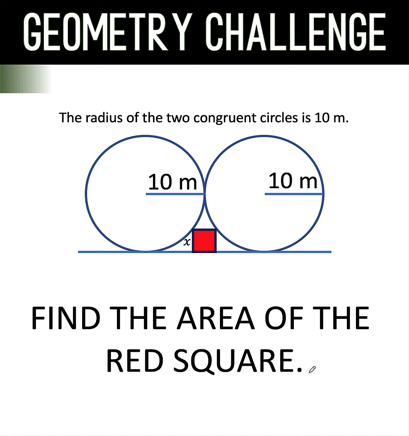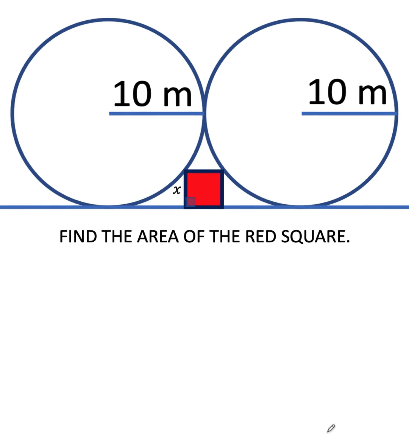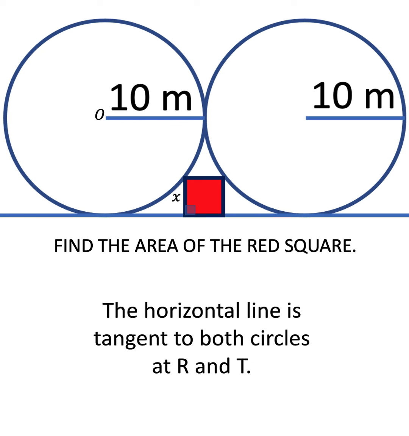You can pause the video and see if you can solve this interesting geometry problem. Now let's solve this problem together. Let's begin by doing some construction. Let's call the first circle circle O, and let's call the point of tangency of these two circles point P. Then the point of tangency between the circle and this red square is point Q, and let's connect the center O with the point of tangency Q.